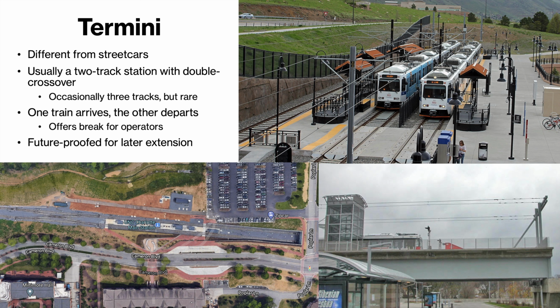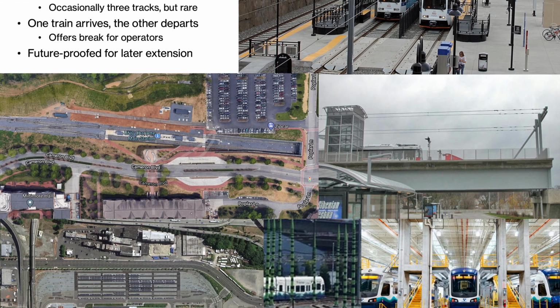It adds operational flexibility. An interesting thing is that a lot of light rail termini are actually future-proof for later expansion. Like you can see here in the bottom right in Pittsburgh, they've literally built a double-wide stanchion to allow an additional viaduct segment to be placed right on top of it with minimal additional construction.